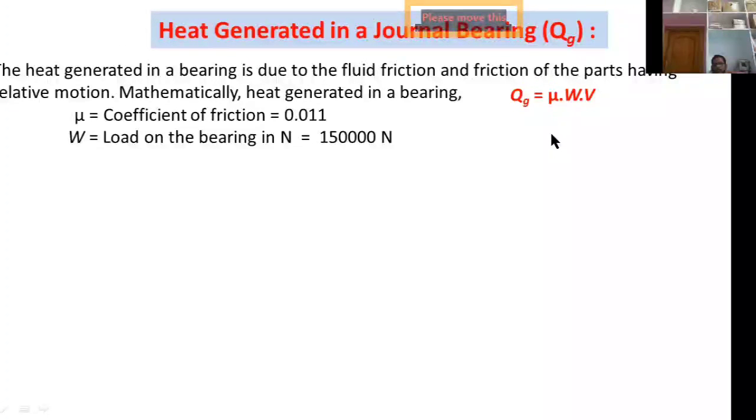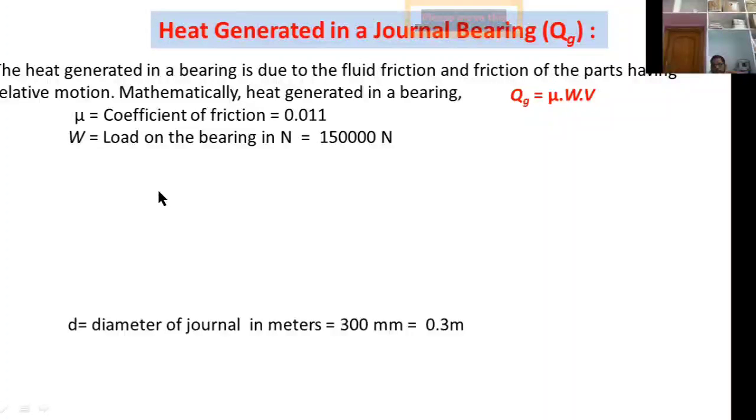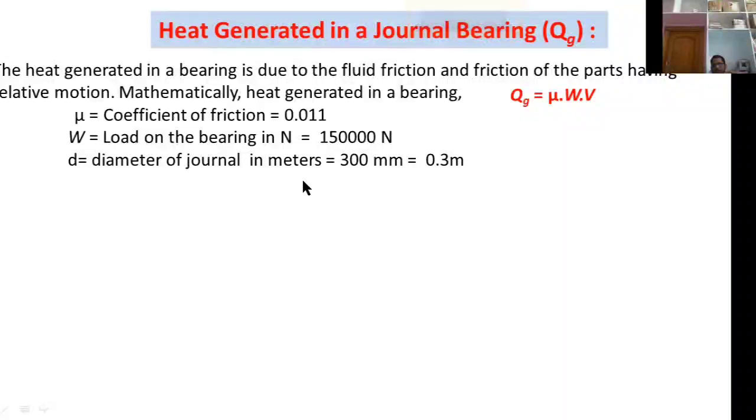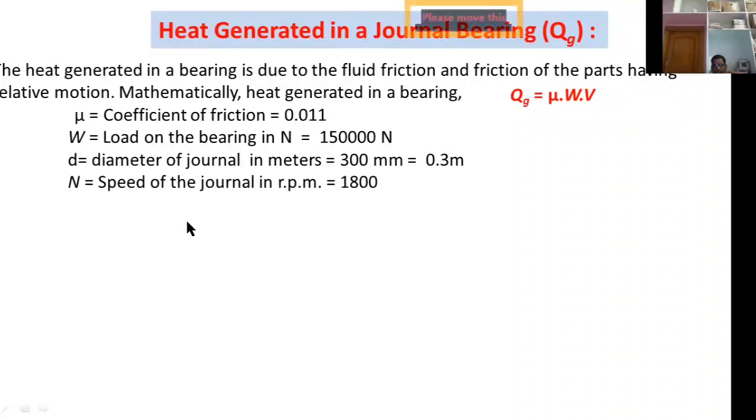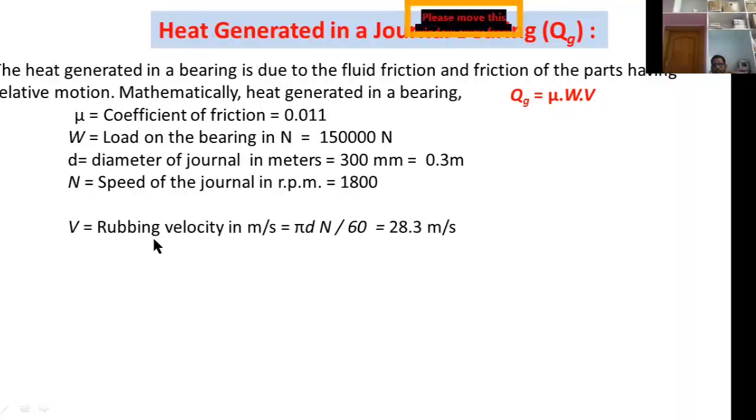Velocity of the shaft equals pi dn by 60. Here d is the diameter of the shaft, so the diameter of the shaft equals 300 mm, that is 0.3 meters, and n, the speed of the shaft, is equal to 1800 rpm. So finally V, the velocity of the shaft, equals pi dn by 60. Substituting the values of d and n, we got the answer: velocity V equal to 28.3 meters per second.